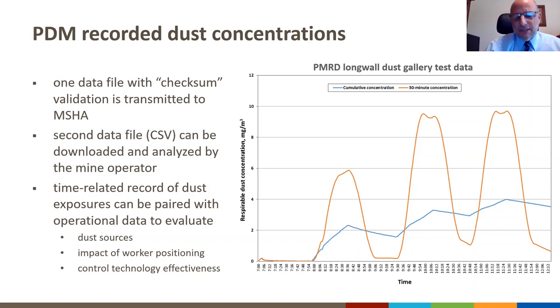This is taken from some testing we were doing in our full-scale longwall dust gallery, where you can see the cumulative concentration shown in blue and the 30-minute concentration in orange. We were testing water spray systems at this time, and you could see, obviously, the first spray system that we tested was much better than the next two. And these could represent cuts in a mine, and the mine operator could look at the differences between these to try to figure out why there were higher exposures in the last two cuts.